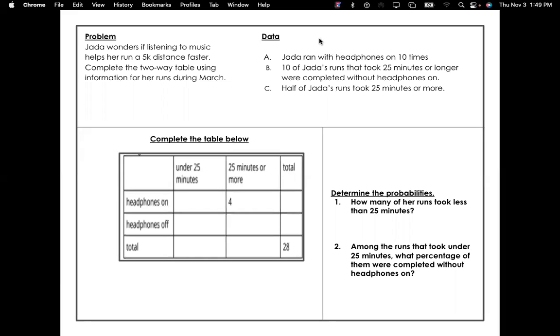Jada apparently runs with her headphones on and off, which is psychopath behavior, if not no headphones. I saw you with your headphones when I walked to that gym. Your purple headphones.